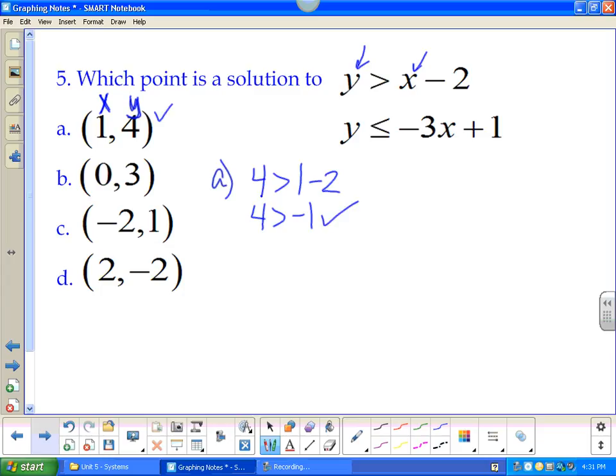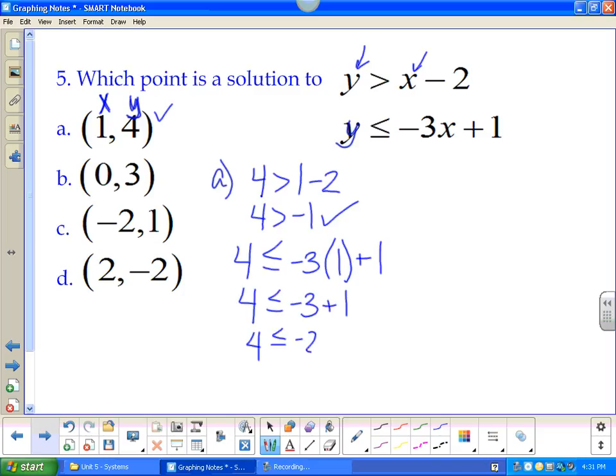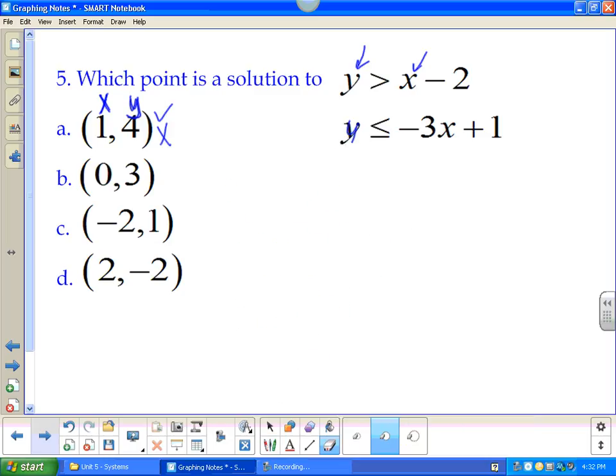But he's got to work for the other one also. So let's test the other one. Start with the y, that would be my 4, less than or equal to negative 3 times x, which is 1, plus 1. Is 4 less than or equal to a negative 2? No, that's false. 4 is greater than. So he gets an x. So he's out.